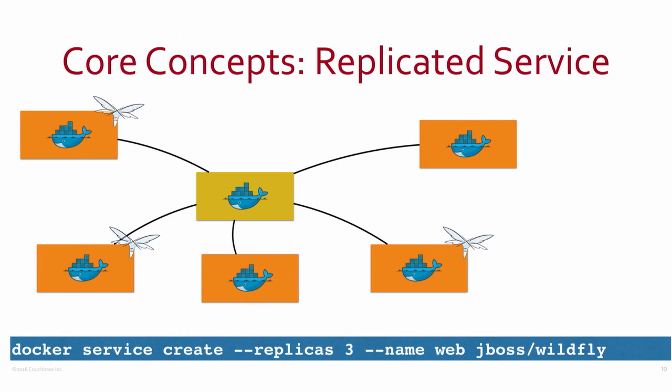In this case, when I say jboss/wildfly, that's coming from Docker Hub. I could have very easily pulled that image from a private repo, or from a repo inside the firewall, or whatever means you want to get the image from. So the point being, creating a service is as simple as this.